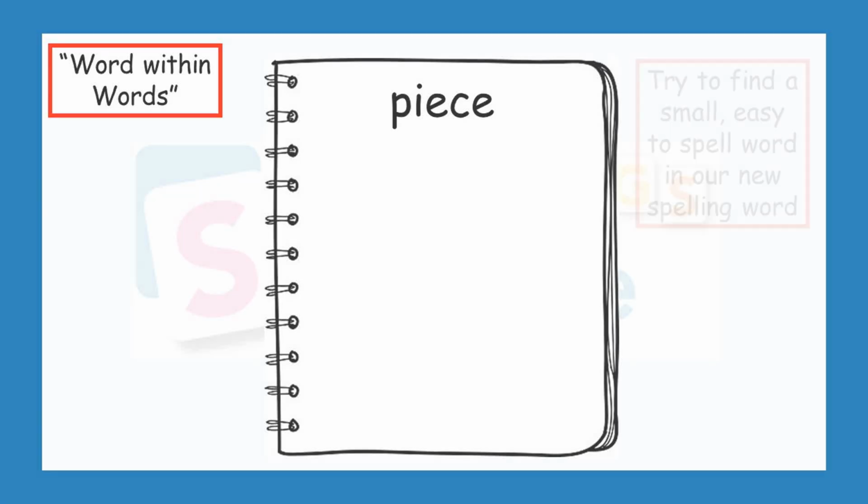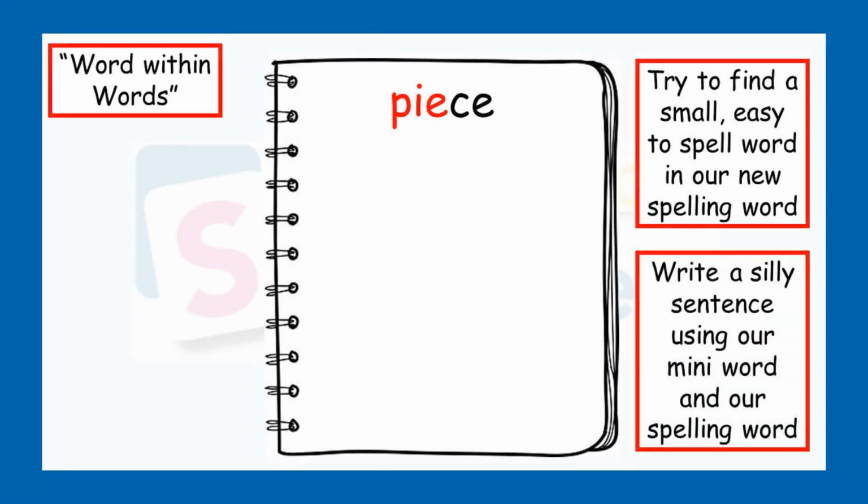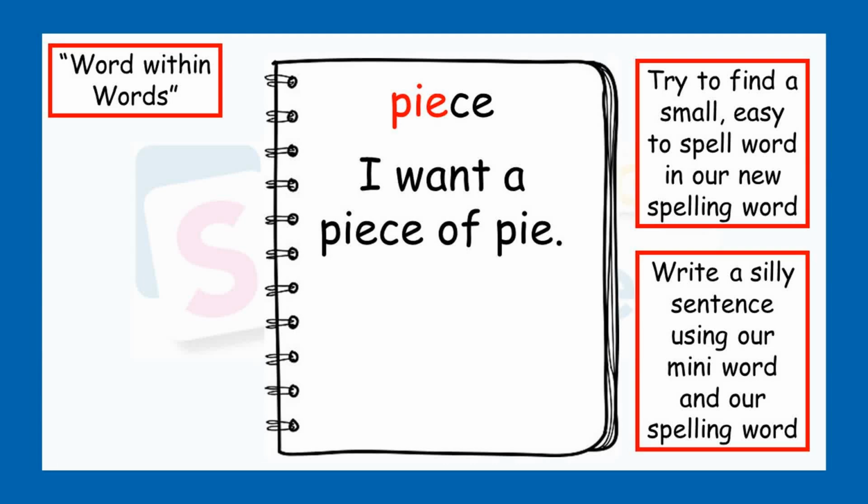Step 1. Try to find a small, easy to spell word in your new spelling word. So if I look really carefully at this word here, I can see the small word pie. And I already know how to spell that because it's quite an easy one to remember. Next, I'm going to write a silly sentence that uses my mini word and the spelling word I'm trying to learn. So the sentence I came up with was, I want a piece of pie. That's going to help me remember the mini word pie is in the spelling word piece.